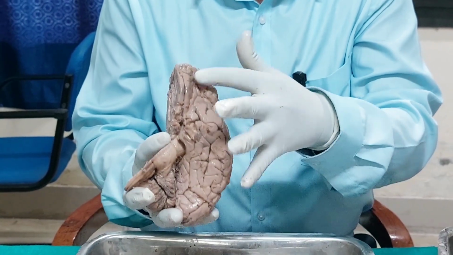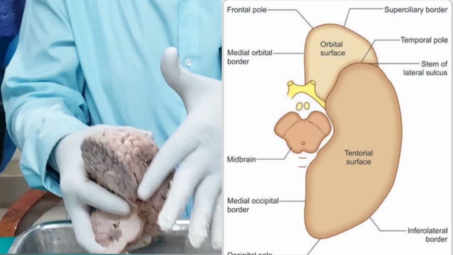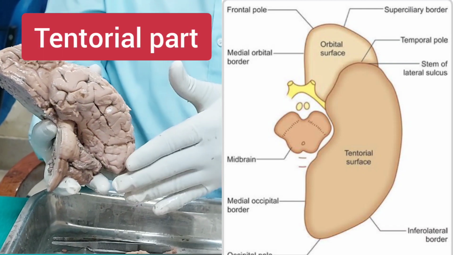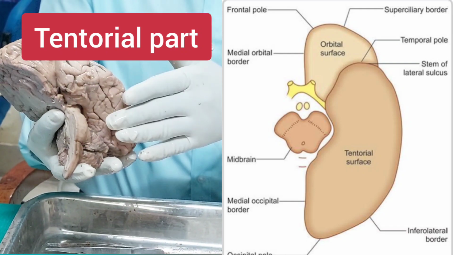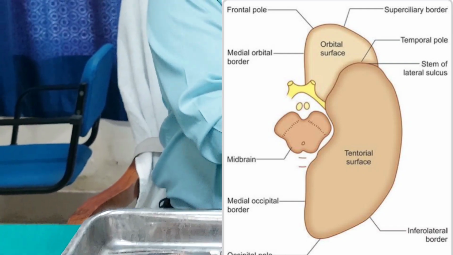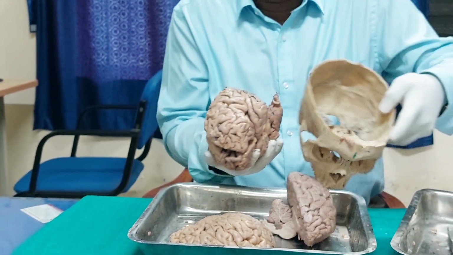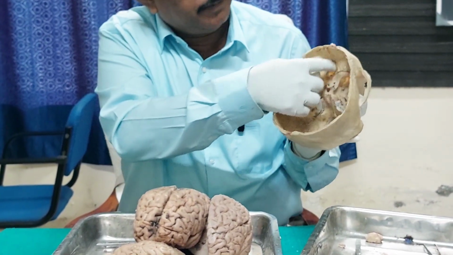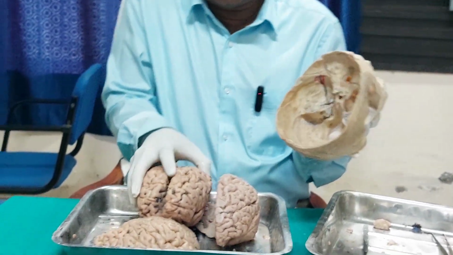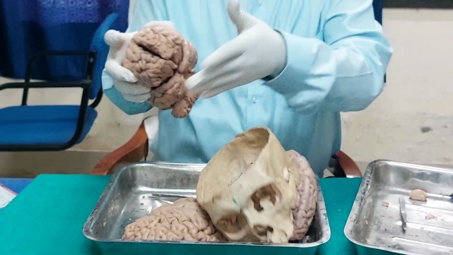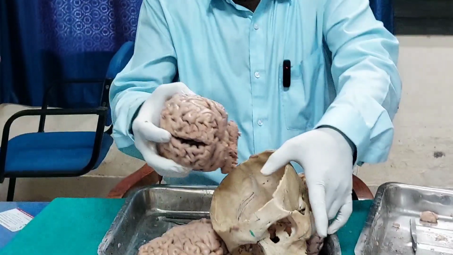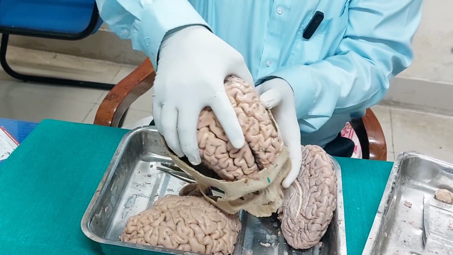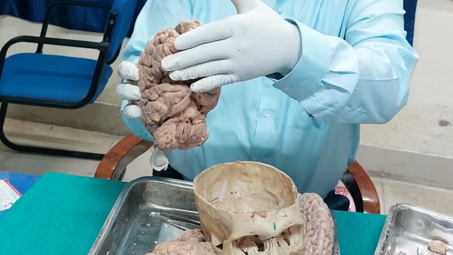But this surface is divided by the lateral sulcus into an anterior part called the orbital part and a posterior part called the tentorial part. Why is this the orbital part and why is it the tentorial part? If you see the hemisphere as a whole, and this is the base of the skull, this is the orbital part of the frontal bone. This area of the hemisphere, the frontal lobe, rests on this orbital part here. So this is the reason why this is called the orbital part.